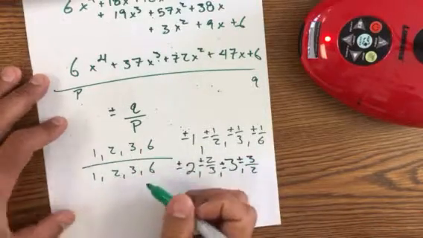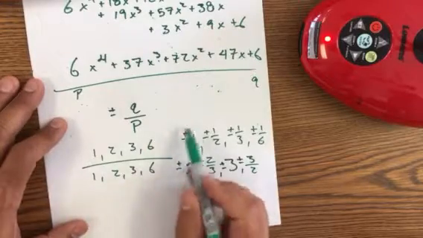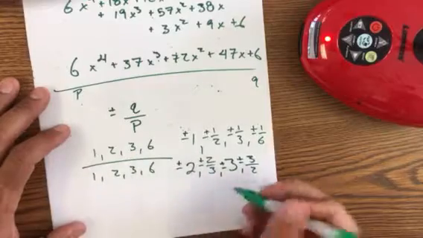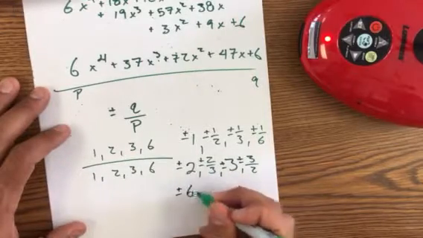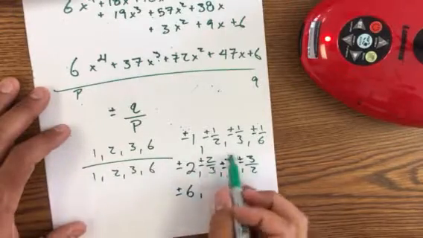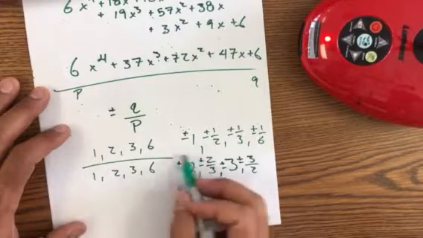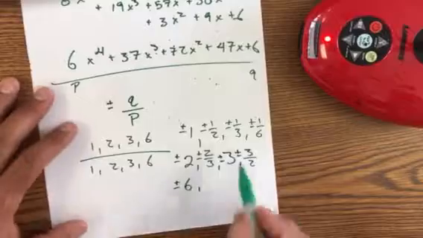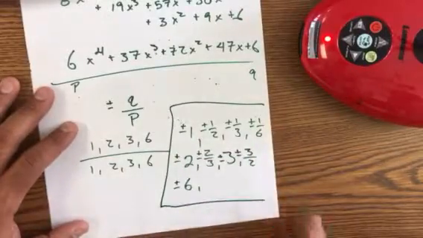3 over 3, which is 1, already have that. 3 over 6, which is 1/2, already have that. 6 over 1, which is 6, positive and negative. 6 over 2, which is 3, already have that. 6 over 3, which is 2, already have that. 6 over 6, which is 1, already have that. So these are my possible rational real roots.